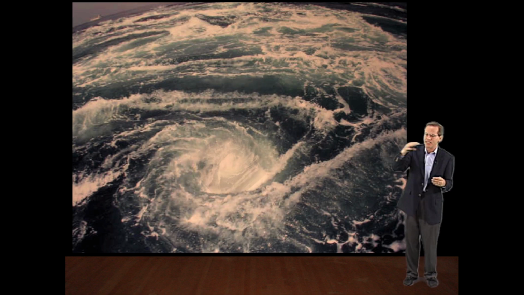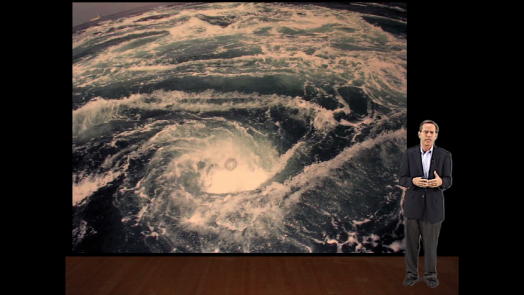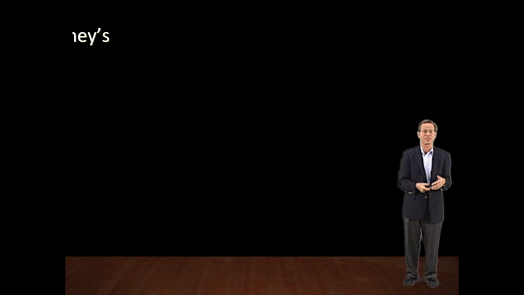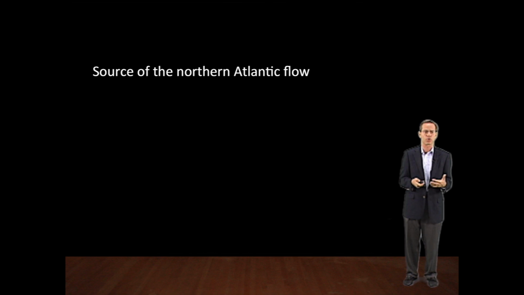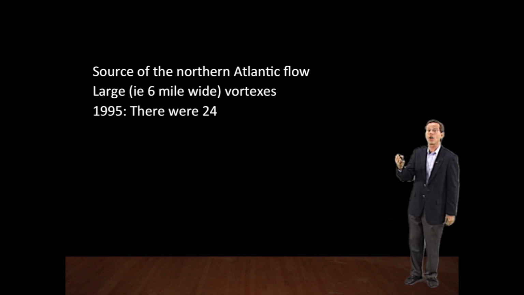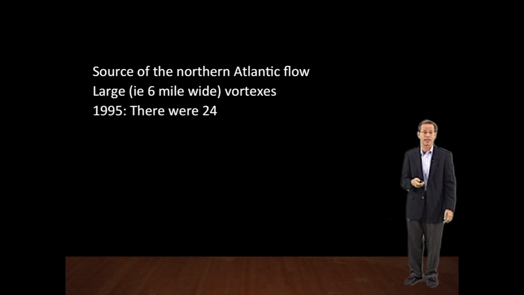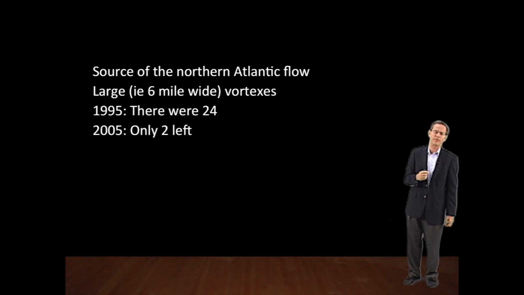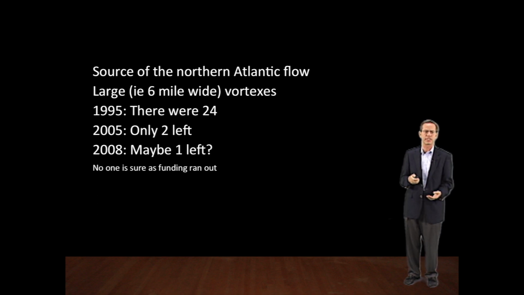Well, there's something else that really helps these flows occur, and these are these vortices in the North Atlantic, and they are very, very important because that is what swirls the water from the top surface all the way down to the bottom and keeps those currents going. They're somewhat called ocean chimneys in some circles, and these ocean chimneys are the source of the Northern Atlantic flow. They're quite large, 6 miles wide or so. In 1995, there were 24 documented major vortices up in the North Atlantic. By 2005, there were only 2 left, and in 2008, maybe there's only 1 left.